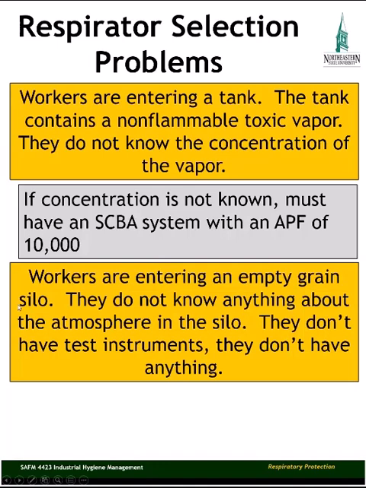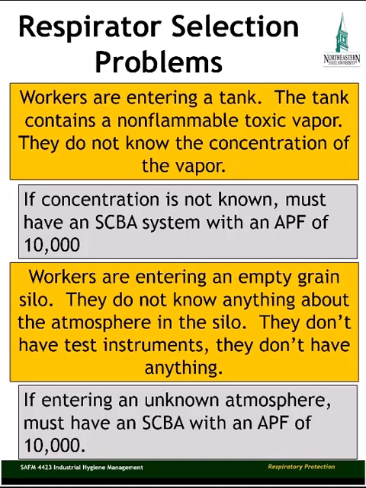Another situation. Workers are entering an empty grain silo. They do not know anything about the atmosphere in the silo. They don't have test instruments. They don't know anything. If you don't know anything and you're going into that area, you need an SCBA with an APF of 10,000.